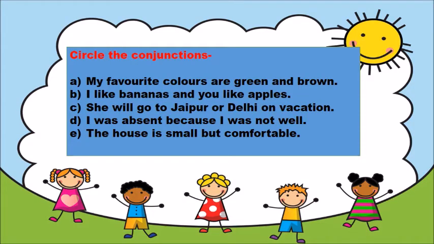Children, in this slide, you will circle the conjunctions and you can do the same work in your English notebook. Let us see the first one. My favorite colors are green and brown. B. I like bananas and you like apples. C. She will go to Jaipur or Delhi on vacation. D. I was absent because I was not well. E. The house is small but comfortable.